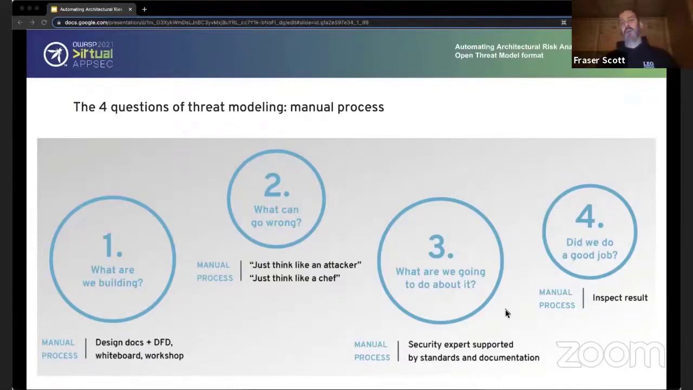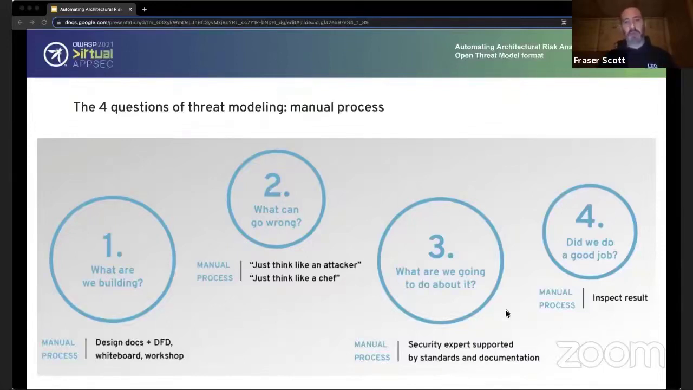So, I can do X in order to eliminate that threat, or I can do Y to mitigate it, or I can transfer this to another legal entity in some way. And typically, the output of this process is non-functional requirements or Jira stories and things like that. And then the fourth question is sometimes neglected, but equally important, which is, are you doing a good job, or did we do a good job?